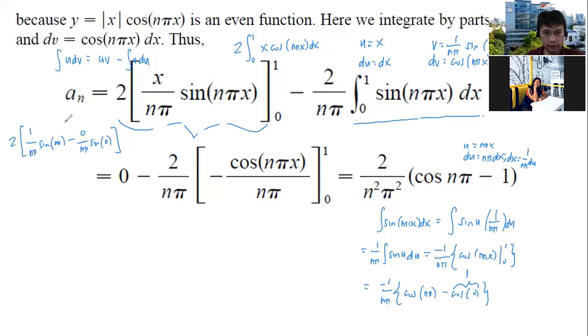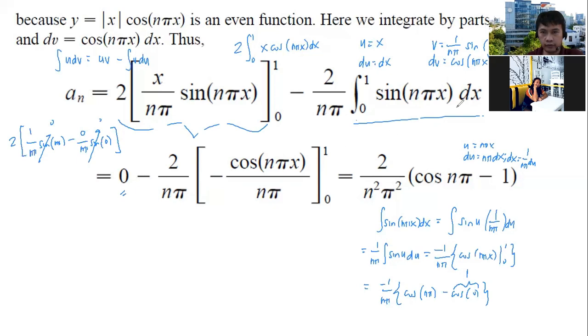If n is equals to 1, we're evaluating sine of pi. Sine of 180 is 0. If n is equals to 2, we're evaluating sine of 2 pi, which is always equal to 0. So this is 0. This is, of course, 0 din to. Tama? So of course, 0 minus 0 is 0 times 2 is 0. Okay? Then minus 2 over n pi.